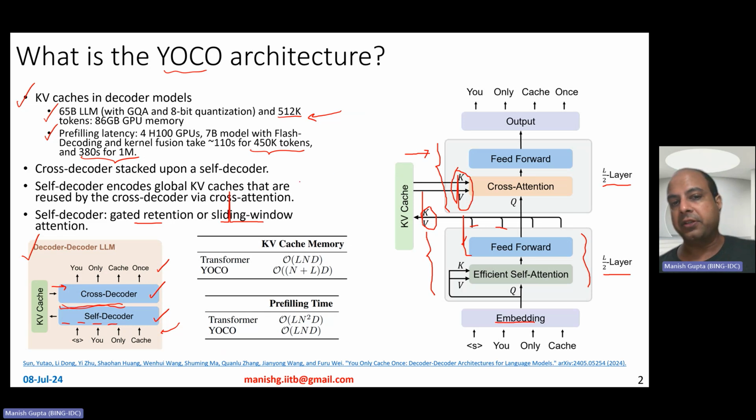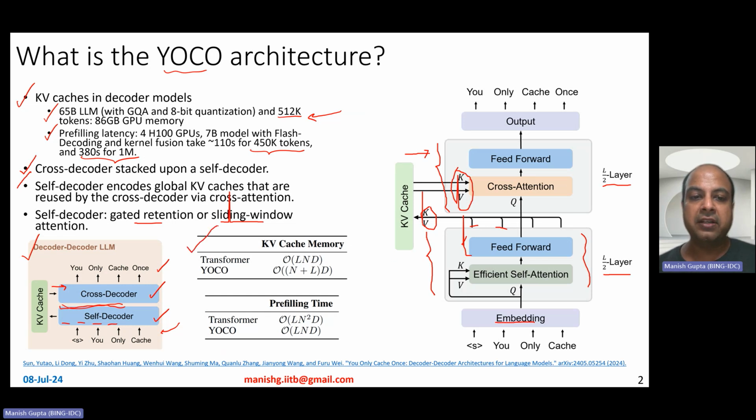Again, broadly, just to summarize, the YOCO architecture consists of a cross decoder stacked upon a self decoder, as you saw, right? And the self decoder encodes the global KV caches that are reused by the cross decoder via cross attention. So essentially, the self decoder is at the last layer encoding the global KV caches, global meaning the entire sequence, and that are reused by the cross decoder. Okay. Now, this is very, very efficient. Why is it efficient? Well, you can actually see it here.